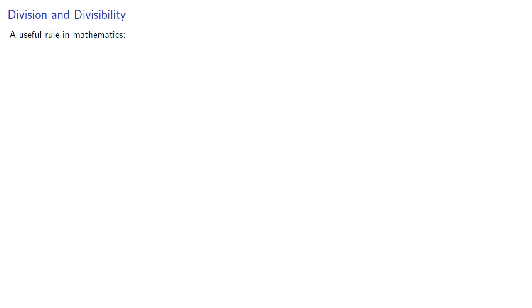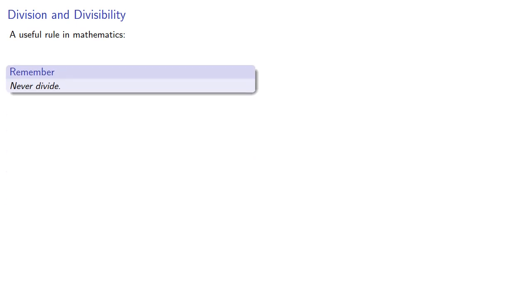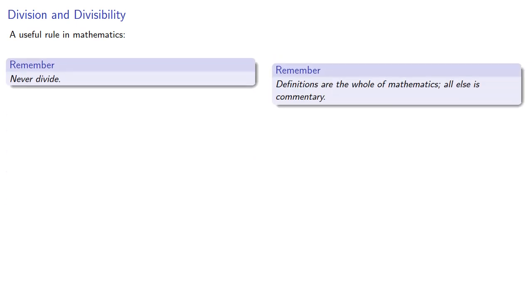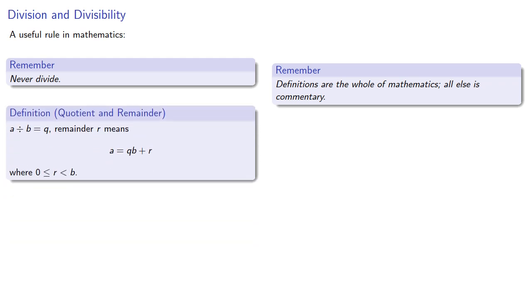A useful rule in mathematics: never divide. As usual, definitions are the whole of mathematics. All else is commentary. So let's consider when we define a division, a divided by b equals q with the remainder r means that a is qb plus r, where our remainder r is strictly less than our divisor, but greater than or equal to 0.